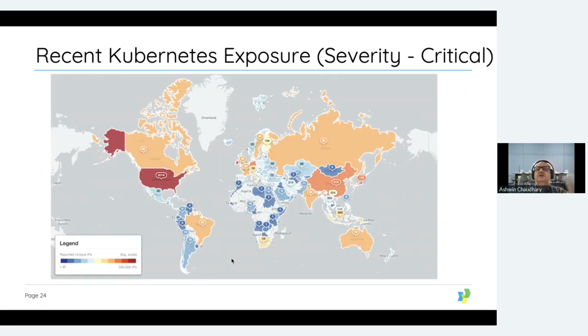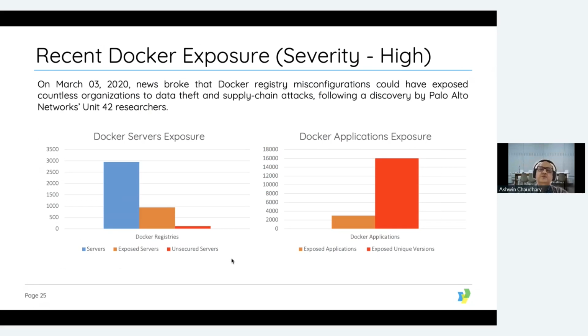Now, this is the graphical worldwide display of the same thing you just saw. And 53% of them, as you see, are in the US region itself. The Docker exposures also have a lot of application exposure and vulnerabilities. If you look at the numbers, more than 16,000 servers are exposed and have vulnerabilities in the space. And this research report was provided by Palo Alto.